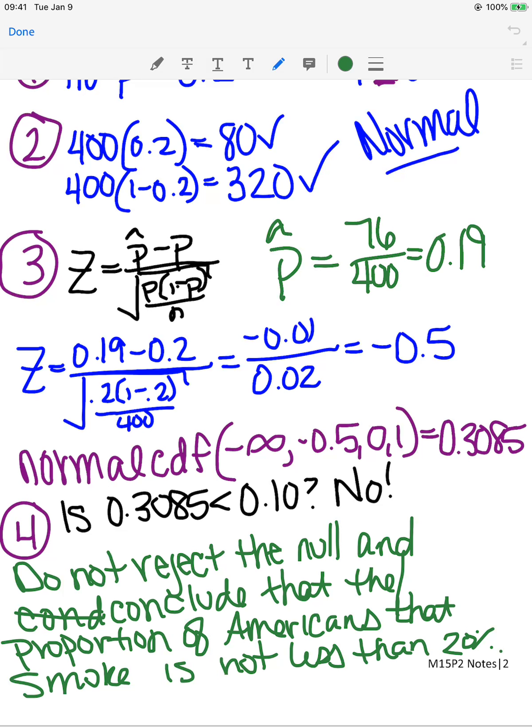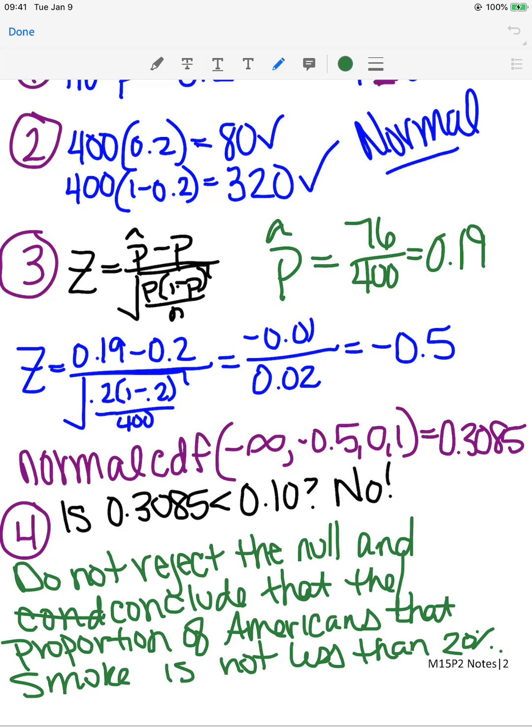We would not want to say that it is equal to 20%, because that's like the juror standing up saying he's innocent. We're not going to say that. Just like we're not going to say that we accept what's in the null hypothesis. We want to say that we do not reject the null, meaning we did not find that the null was false. Therefore, we cannot conclude whatever is in the alternative.